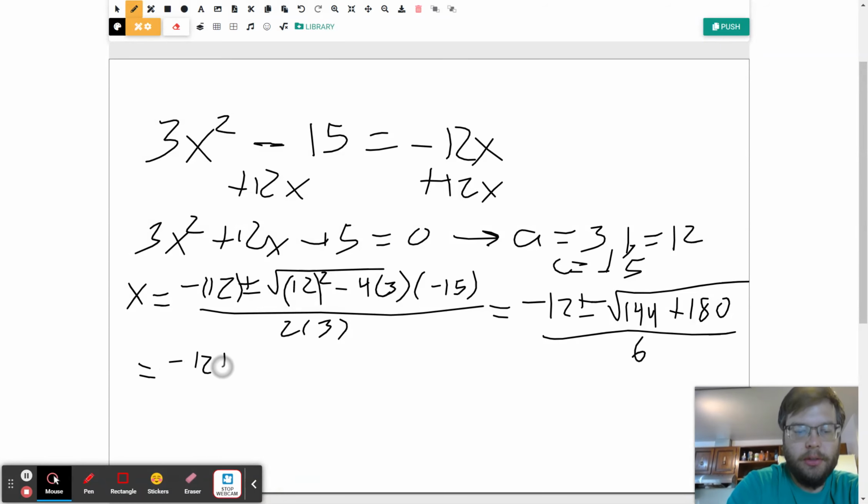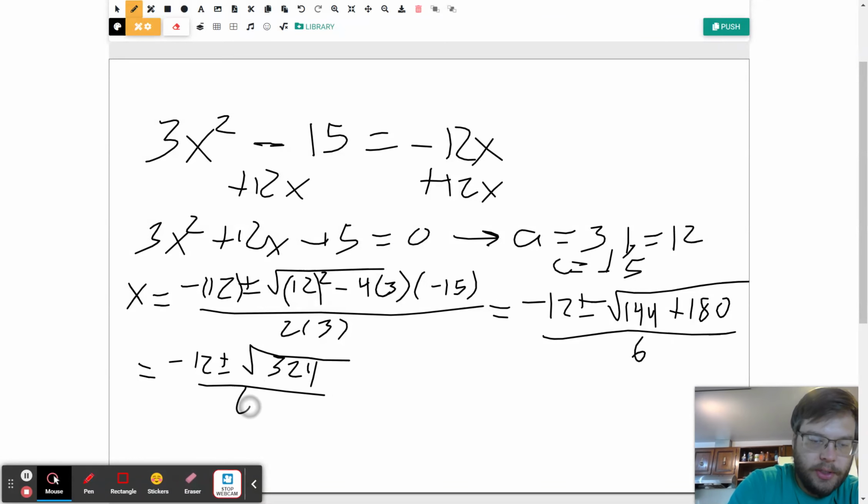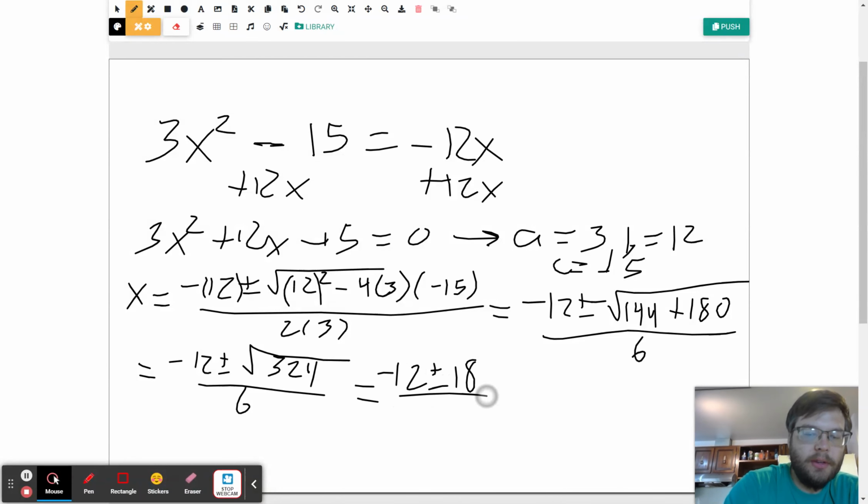So I have negative 12 plus or minus the square root. What would that be? 324? 324 over 6. I'm going to check on the square root of 324. 18. Okay, good. So it's a nice whole number. So we have negative 12 plus or minus 18 divided by 6.